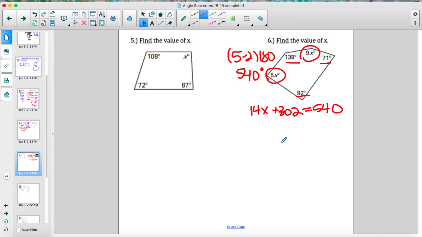Let's subtract 302 from both sides. Left with 14x equals 238. And then we can divide both sides by 14, leaving us with the value of x being 17.